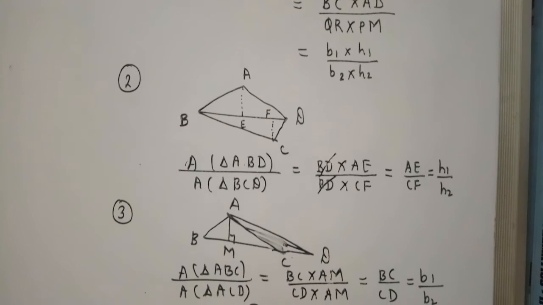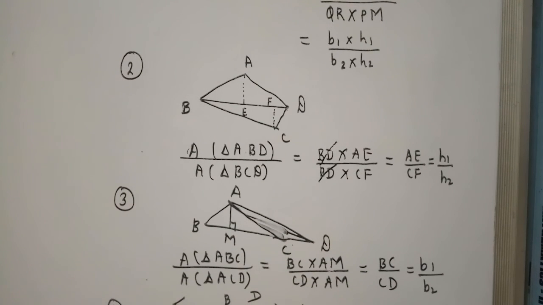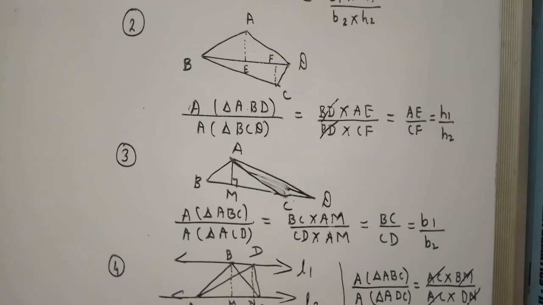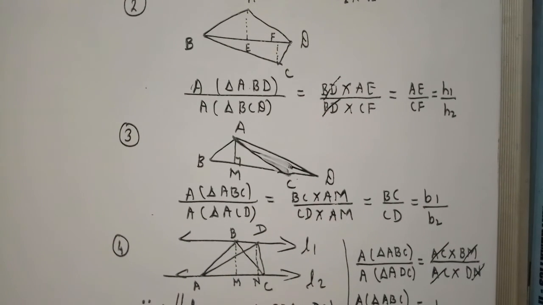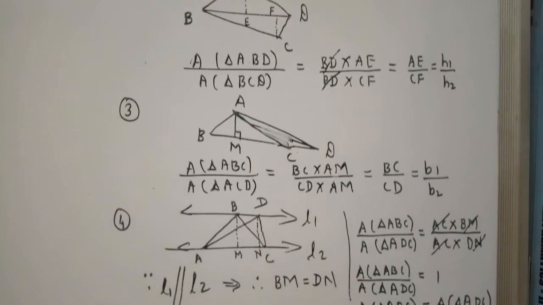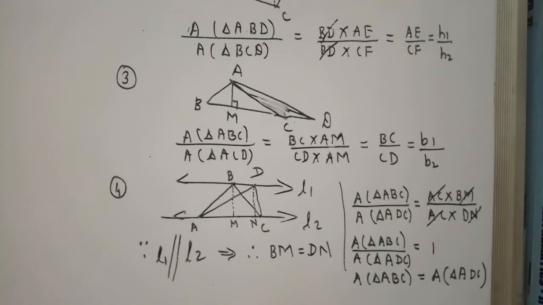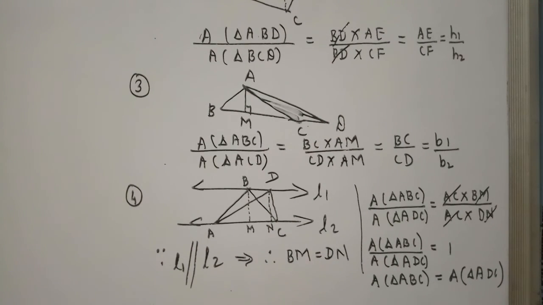Case 2, when two triangles have the same base, the ratio of their areas will be equal to the ratio of their corresponding heights. Case 3, when two triangles have the same height, the ratio of their areas will be equal to the ratio of their corresponding bases. Case 4, in this case we have two triangles lying between the same parallels and sharing the same base, so their areas will be equal. I hope you have understood these four cases. This is very useful to understand the BPT theorem, which I'll be covering in the next video.